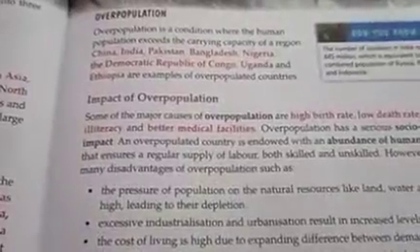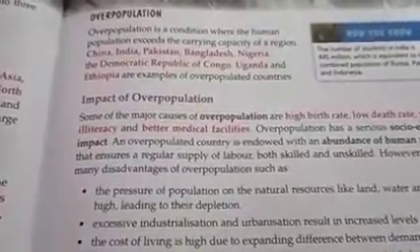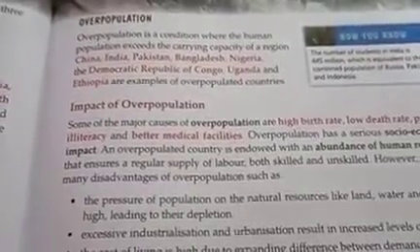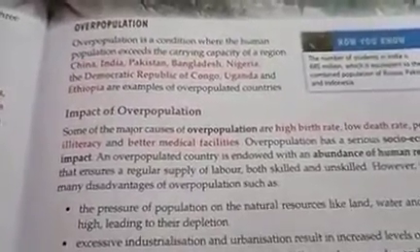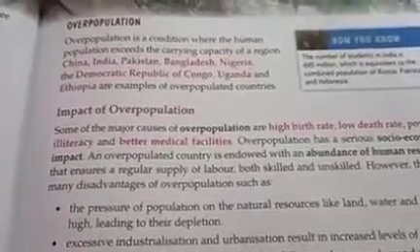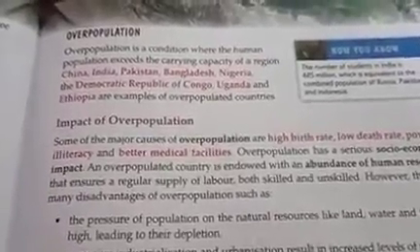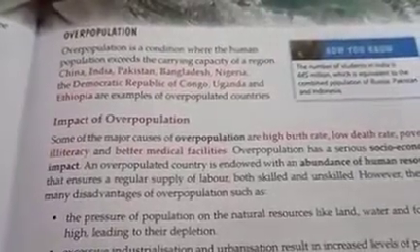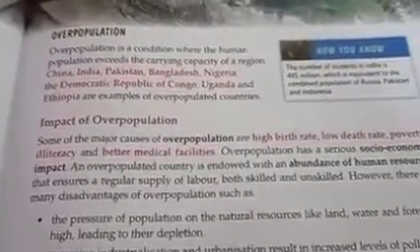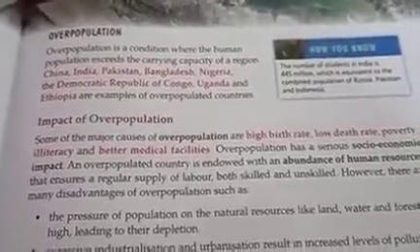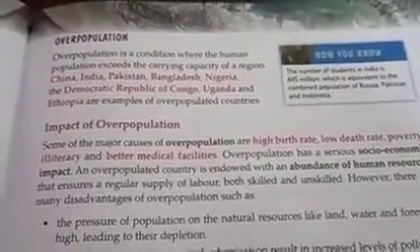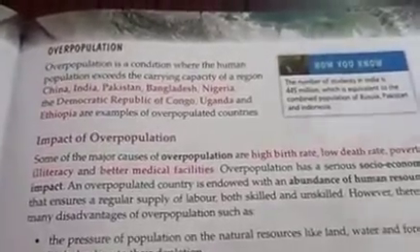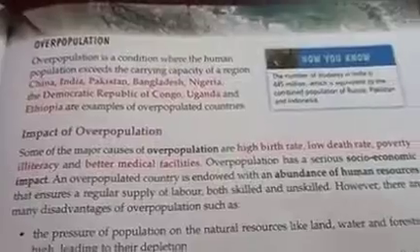Good morning, students. Today let us take up the second part of chapter 2, Population Dynamics. Under this, our first heading is Overpopulation. Overpopulation is a condition where the human population exceeds the carrying capacity of a region. And here the examples are countries like China, India, Pakistan and so many other countries. Names are also given in your book.